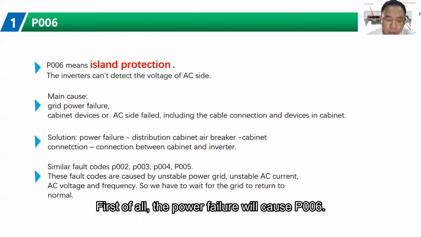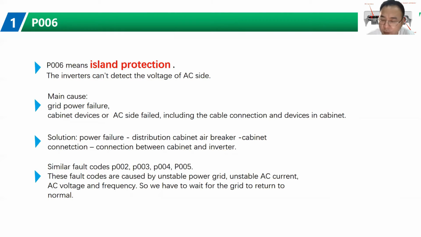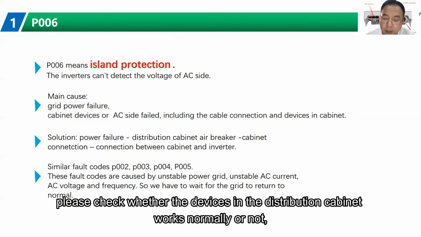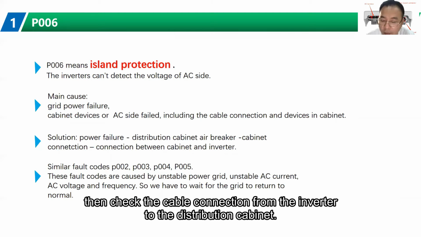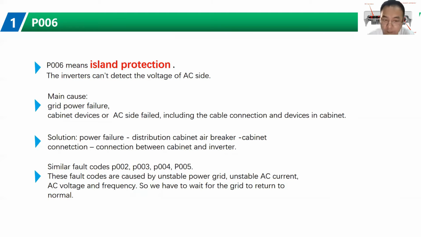First of all, the power value will cause P006. If it is not a power value, please check whether the device in the distribution cabinet works normally or not, such as MCB and air switch. Then check the cable connection from the inverter to the distribution cabinet.